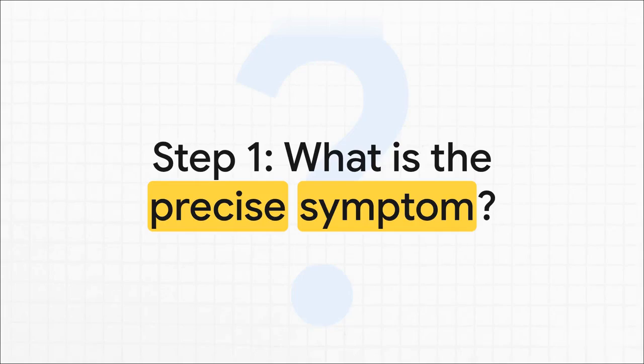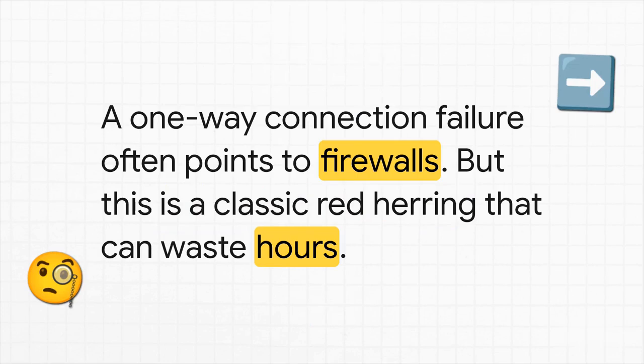So, first things first, we define the symptom precisely. The app in AWS can't connect to the Azure SQL database on port 1433. It all started after a minor network change, of course. And here's the kicker. The VPN tunnel status shows it's up, and our initial tests show a one-way failure. The connection from Azure to AWS is fine, but not the other way around. This is a classic red herring.